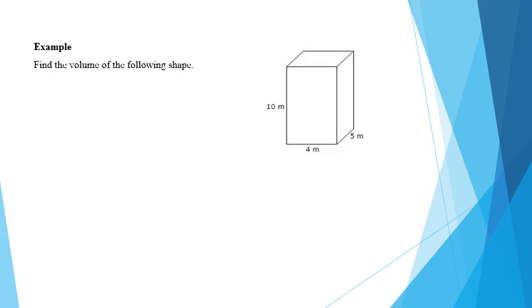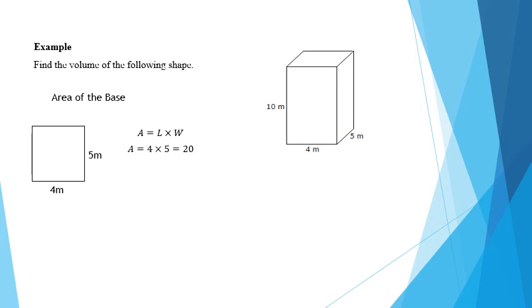The first example we're going to look at is a rectangular prism or a box. So we have to find the volume of the following shape. So to start, we have to find out what the area of the base of that shape is. So the base of this shape is a rectangle that's 4 by 5, and we know how to find the area of a rectangle. It's just length times width. So the area would be 4 times 5, or 20. So the area of the base of that shape would be 20.